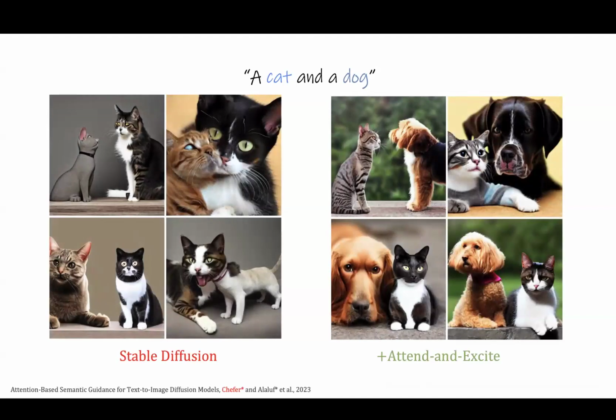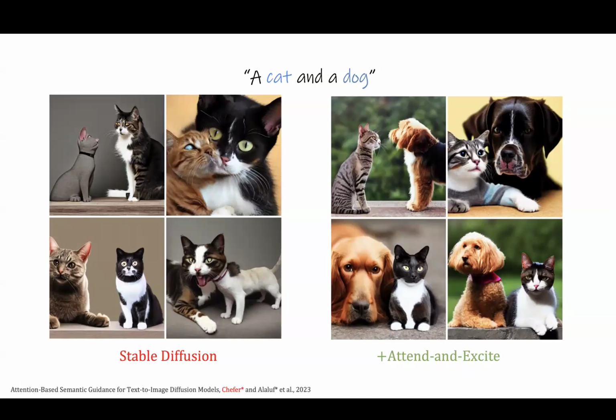So let's see why it's so important. Let's take a look at results. So here we have our infamous cat and dog prompt. In about 50 to 60% of the cases, we'll get two cats instead of a cat and a dog. And by the way, there is a localization bias. So if I had a dog and a cat, I would get two dogs instead of two cats.